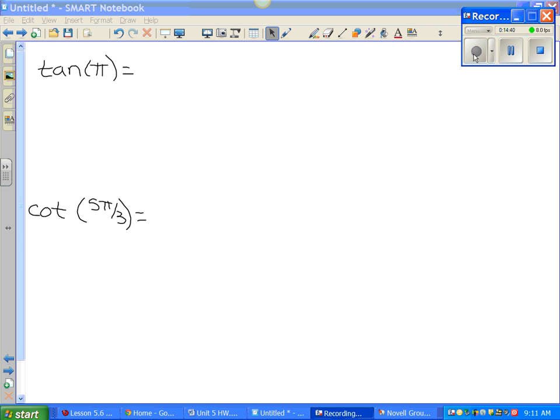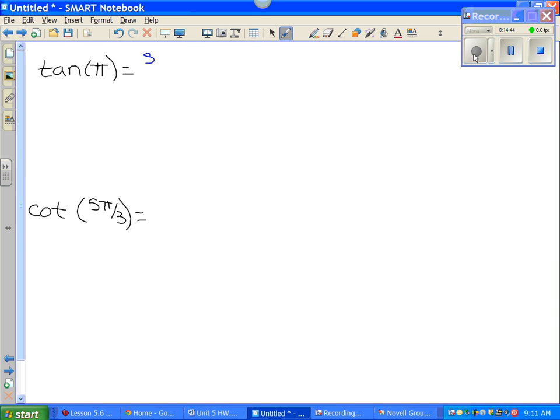All right, tangent's what? Sine over cosine. So we're talking sine of 180 divided by cosine of 180, right? What's sine at 180? 0. Cosine at 180. 0 divided by negative 1. Done. Remember, C comes before S. X comes before Y. Okay?